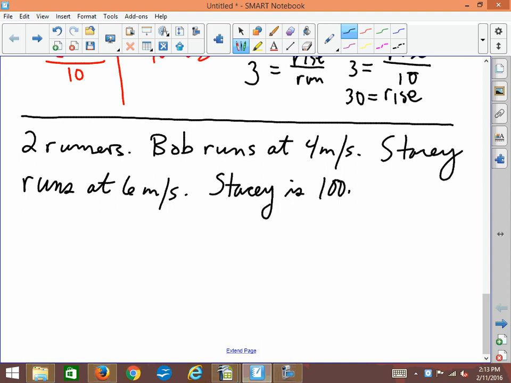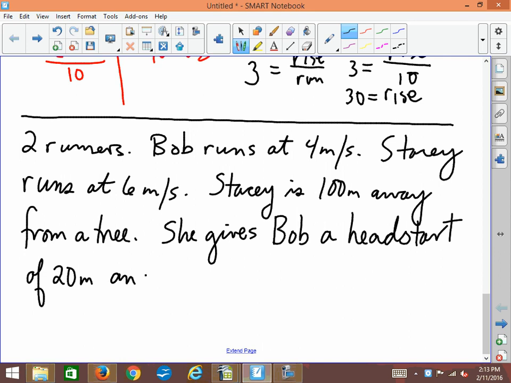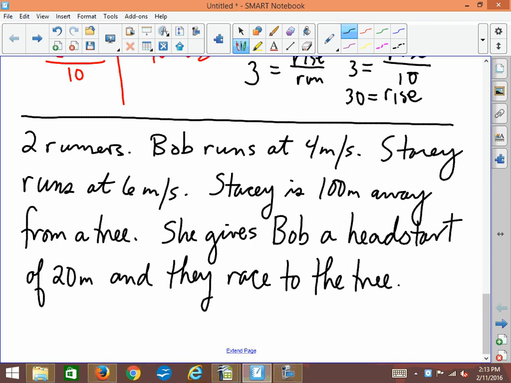is 100 meters away from a tree. She gives Bob a little head start, because obviously he's a bit slower. So she says, okay, Bob, I'll give you a head start of 20 meters. And then they race to the tree. Who wins is basically the question. Stacy is faster, but she has to go further. Bob is slower, but he doesn't have as far to run.